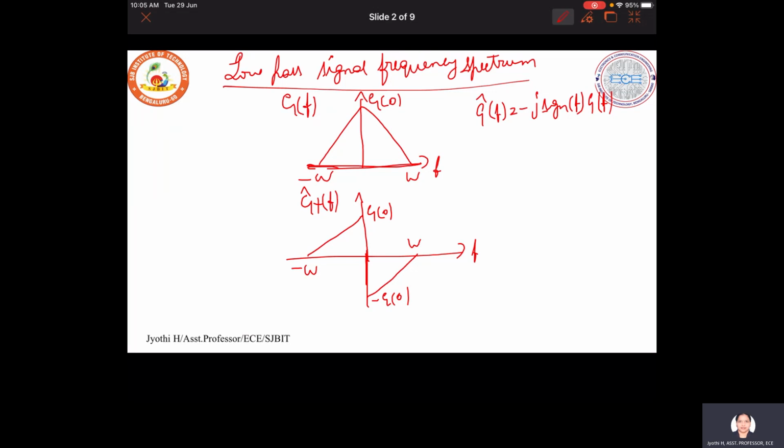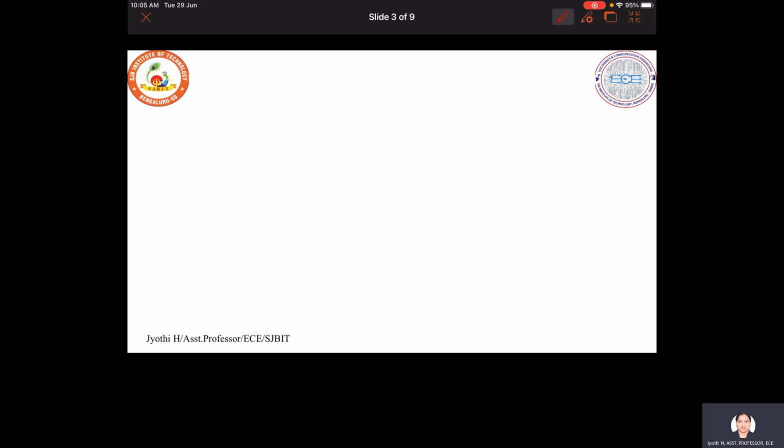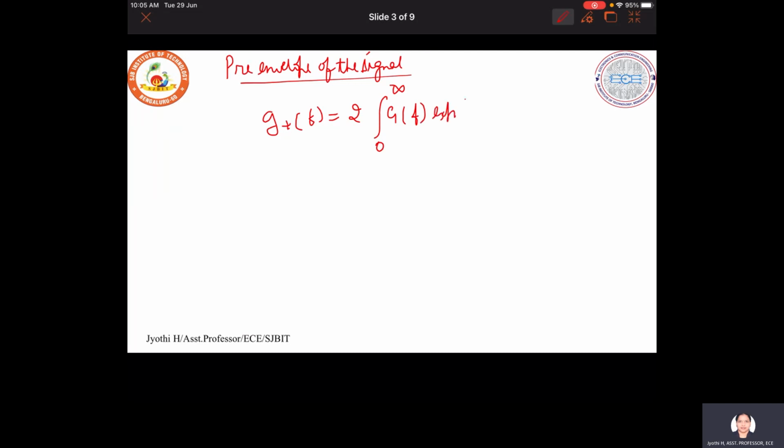Now to extract the pre-envelope of the signal, that is, G plus of t is equal to 2 times the integral from 0 to infinity, only positive frequencies being considered, of G of f into the exponential term e to the power of j 2 pi f t into df.